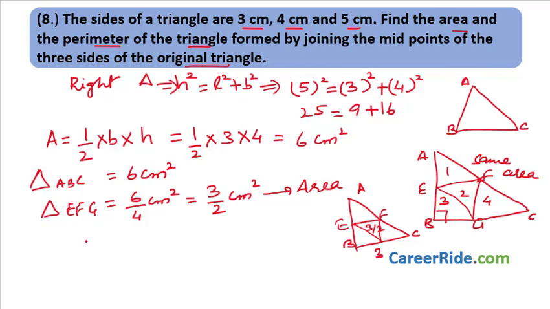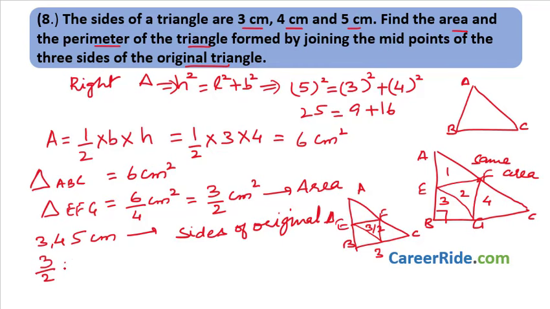Okay. So we are given that the original triangle has the sides 3, 4 and 5 centimeter. Sides of the original triangle. Right? Now what happens? Each of the sides, the midpoints are joined. So each of the sides become half. So they become 3 by 2, 4 by 2 and 5 by 2 centimeter respectively.